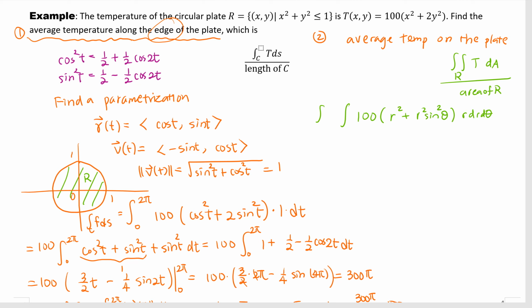So far, so good, everybody. And our theta is from 0 to 2 pi. Our r is from 0 to 1. So this is the double integral.